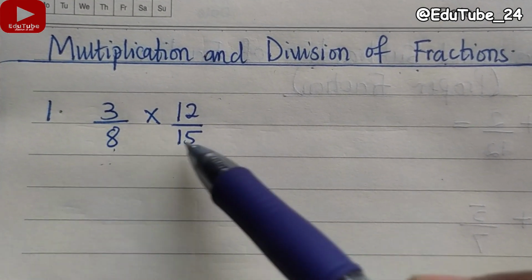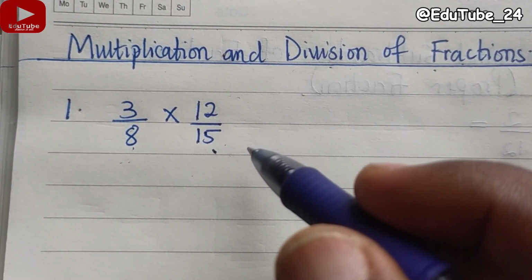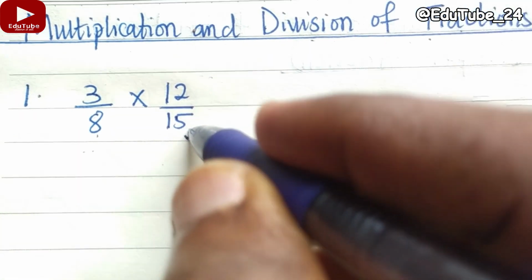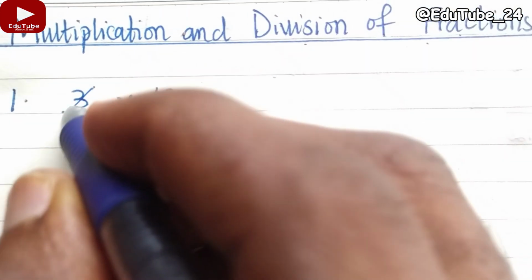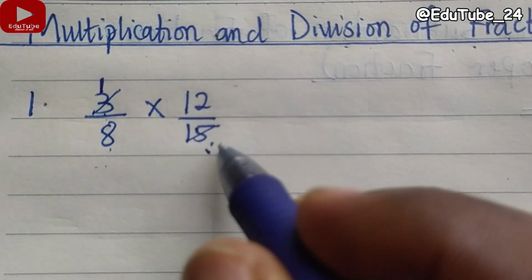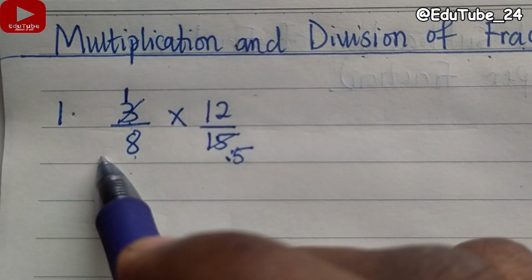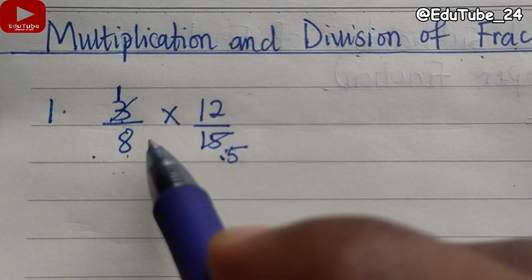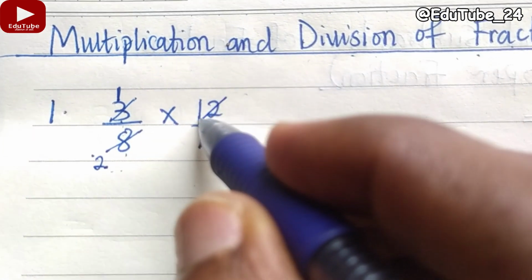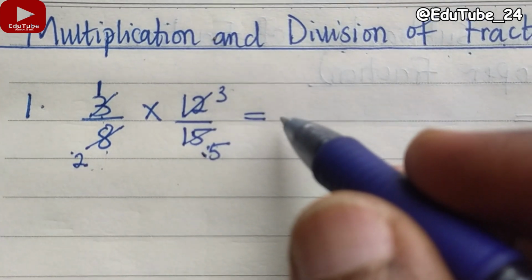So looking at 3 and 15 diagonally, we will see that 3 and 15 have a common factor, and their common factor is 3 itself. So 3 can simplify both 3 and 15. I will say 3 in 3, and that will give us 1. And then 3 in 15, and that will give us 5. Then if you look diagonally like this also, we'll see that 12 and 8 have a common factor, and their common factor is 4. So 4 can divide 8, and that will give us 2, and 4 can divide 12, and that will give us 3.